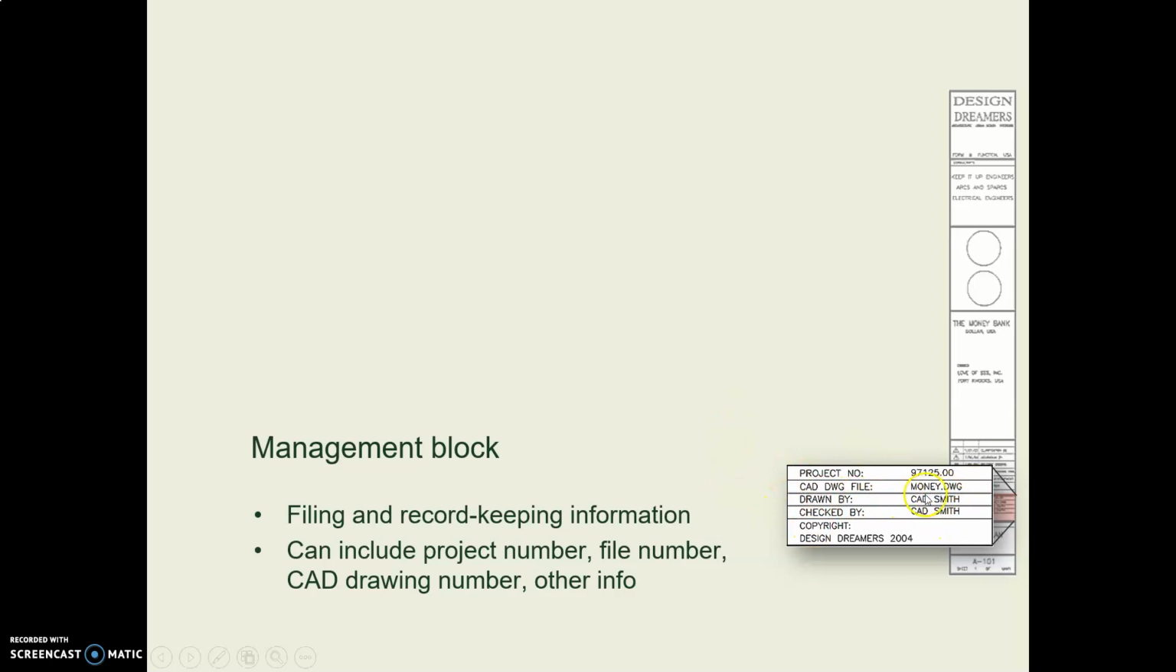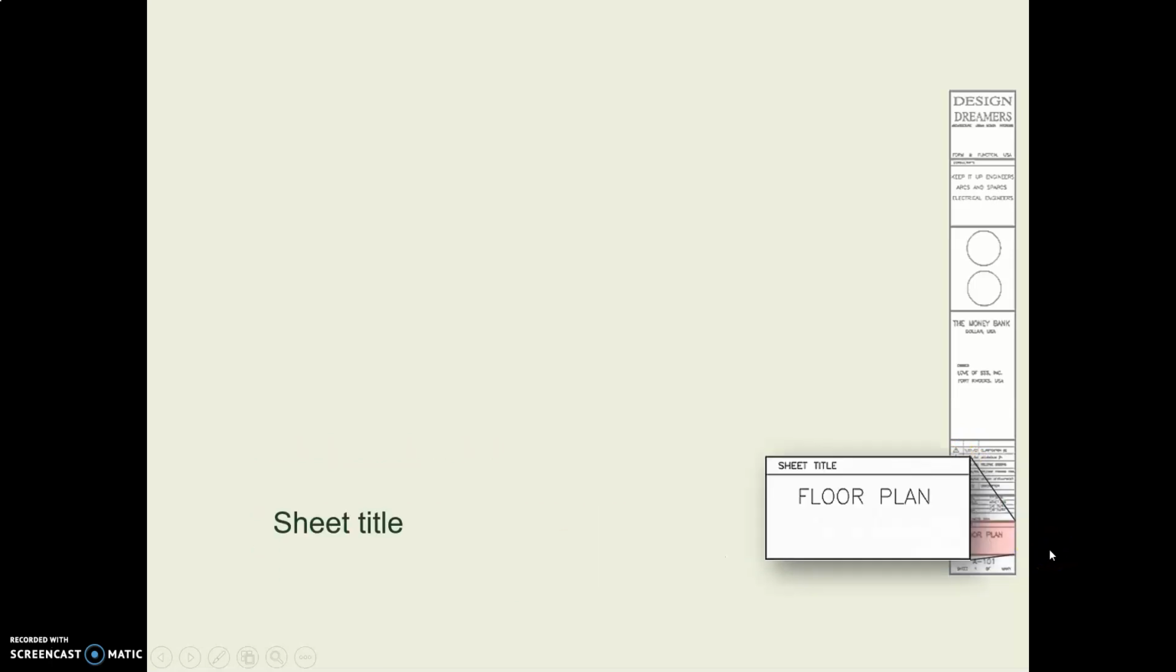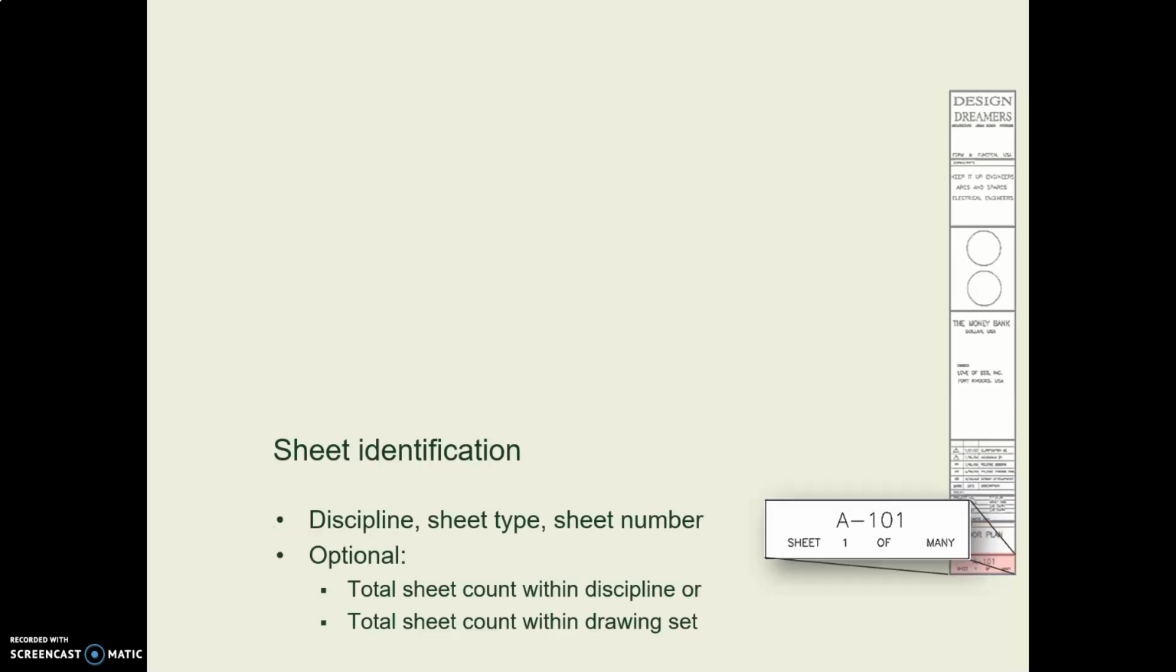This management block is where you record who drew this. There's your name. When did you draw it? Is there a project number? Oftentimes there is. Then under that you write the name of the sheet. So is this a floor plan? Is it a foundation plan? Is this a section? You write that in this block. And under that you write the sheet number.